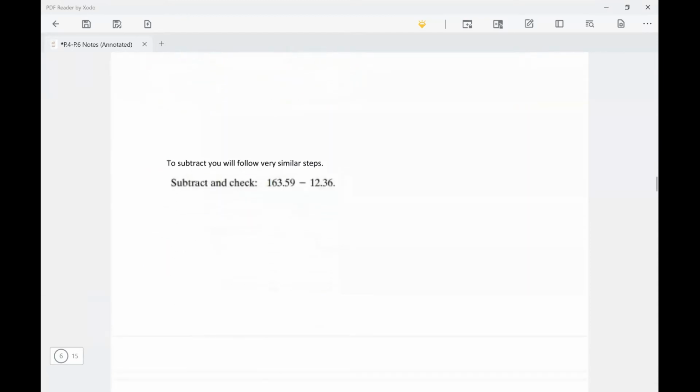Okay, let's look at a subtraction problem. So again, I'm going to set this up very similarly as far as a subtraction problem goes, right? So I'm going to set the first number up, so 163.59, and I'm going to subtract 12.36 from it. Right, so notice to the very right, we have 9 minus 6, which is 3, 5 minus 3, which is 2, bring the decimal place down, 3 minus 2 is 1, 6 minus 1 is 5, and 1 minus 0 is 1. So we get 151.23.